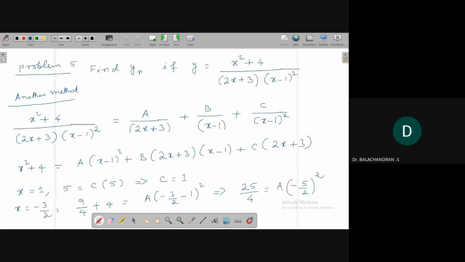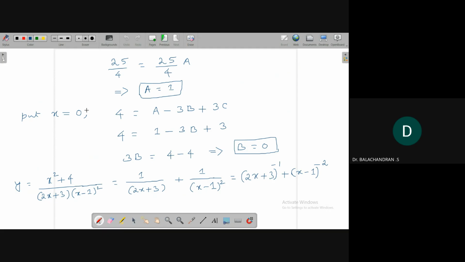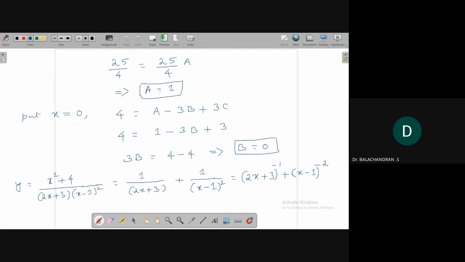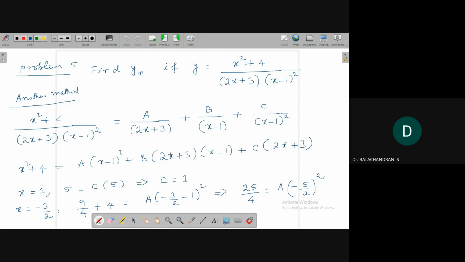Next, I'm going to substitute x equal to 0 here. If I substitute x equal to 0, the left side is 4. On the right side, A into (0 minus 1) whole square; minus 1 whole square is 1, so we get A. And then if I substitute 0 here, this term is 0, this term is 0. So remaining we have B into 3 into minus 1, so that means minus 3B.